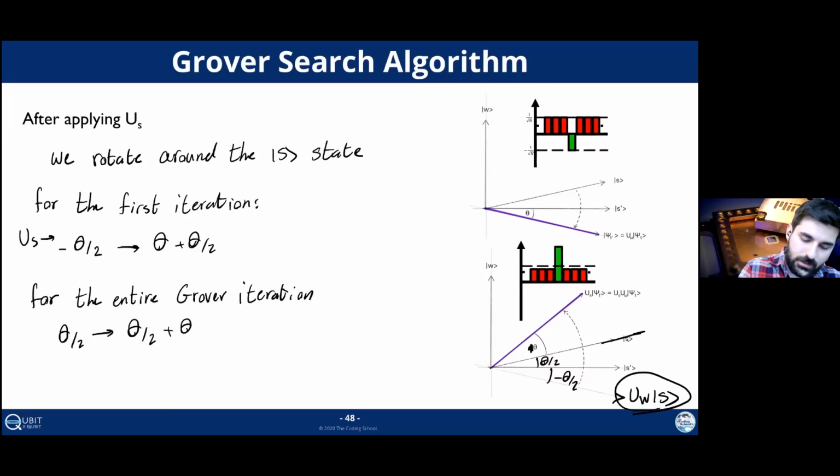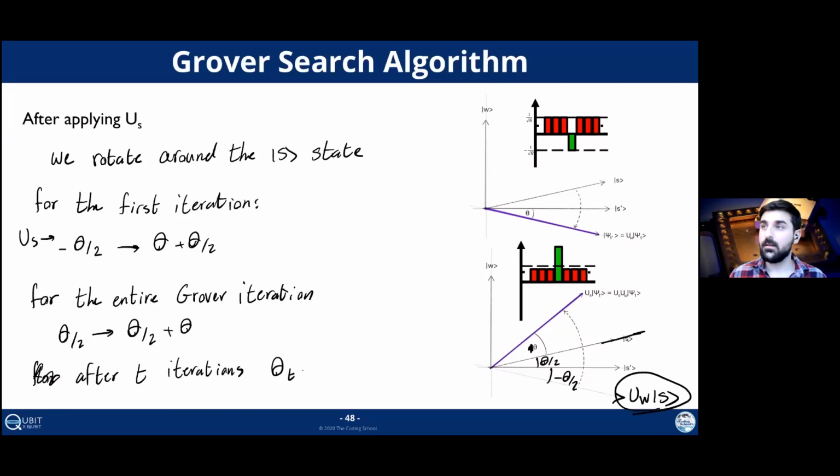So now what I'm going to tell you, and you can check this, is that after t iterations, theta of t is going to be equal to t plus 1/2 times this original theta that we started with. And again, this is just 2 times inverse sine of 1 divided by square root of n.